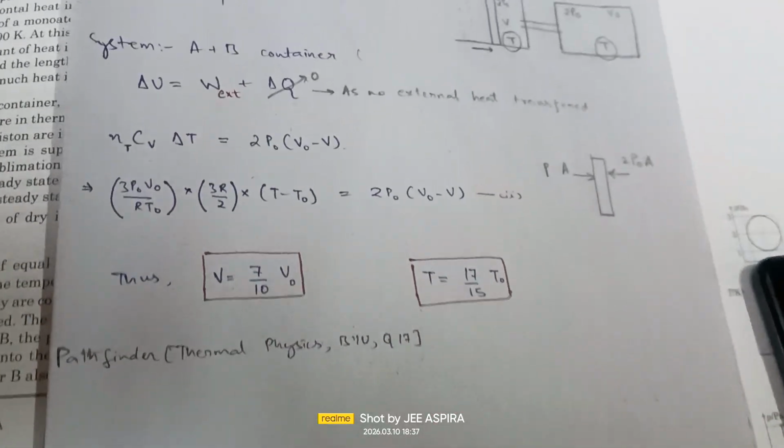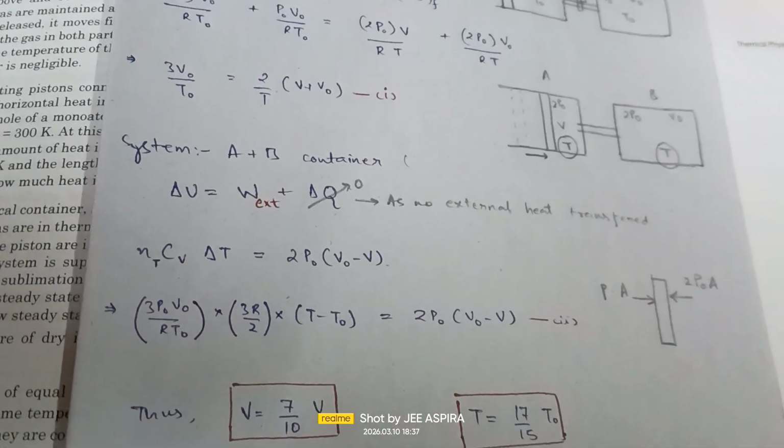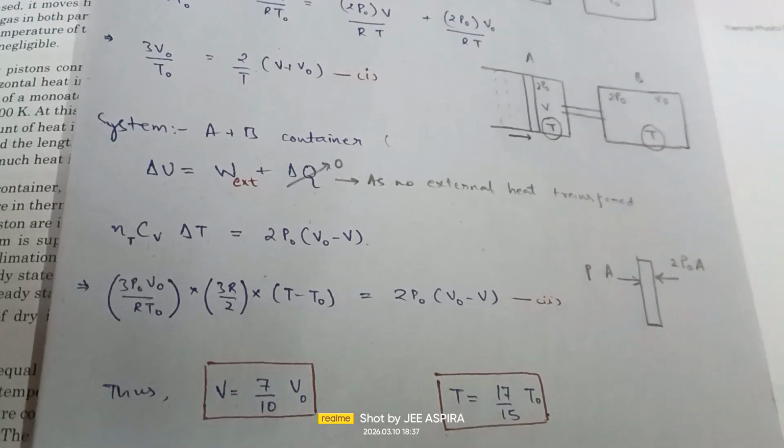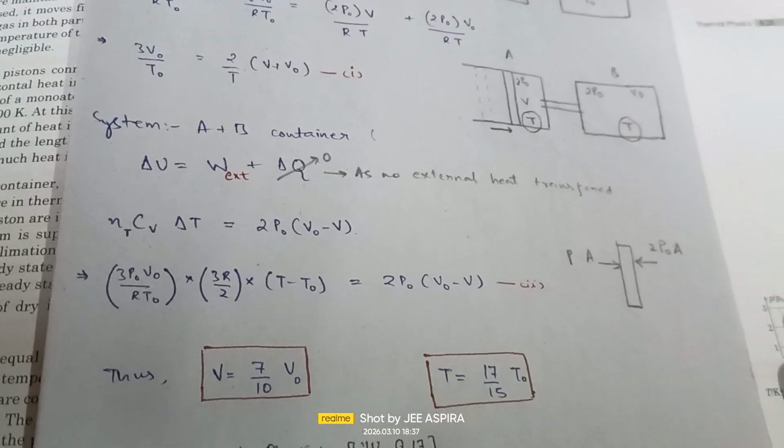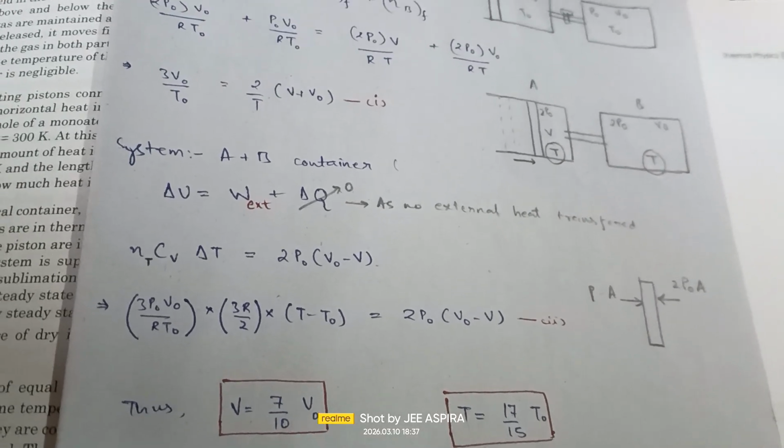We get that V equals 7 by 10 into V0 and T equals 17 by 15 into T0. Okay, so yeah.